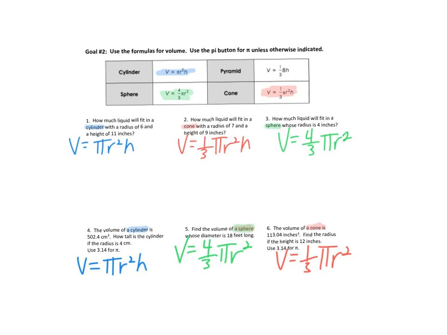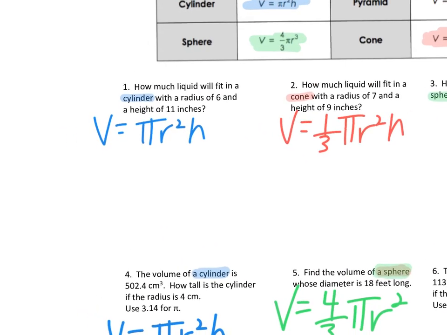So volume is pi r squared times h. It says how much liquid will fit into a cylinder with a radius of 6 and a height of 11. So you look at that formula that I wrote out, and you're going to plug in what you know. So you know that the radius is 6, so pi times 6 squared, and the height is 11. And then you just calculate that.